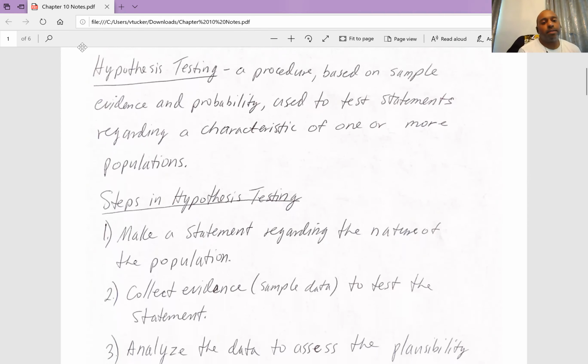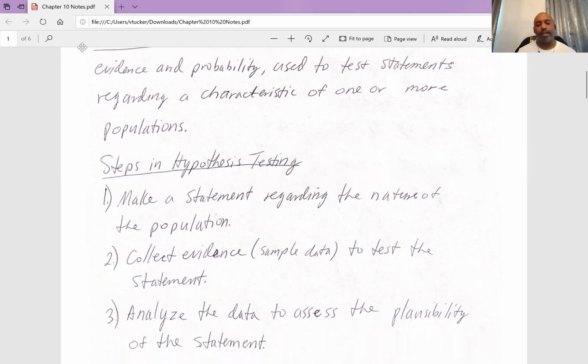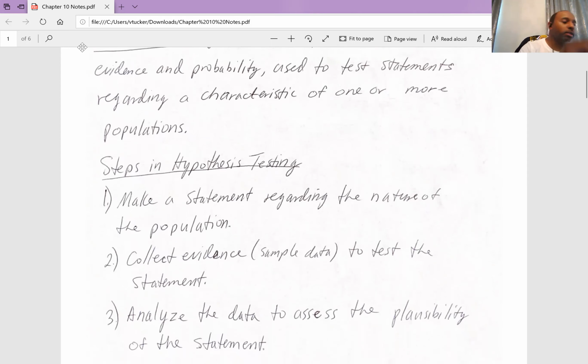All right, steps in hypothesis testing. They give you these steps if you were starting from scratch. Of course, when you get your problems, you won't be starting completely from scratch, because they're going to give you the scenario, the statement, and all the stuff like that. But they give you the steps if you start from scratch. So you're going to make a statement regarding the nature of the population, collect evidence, or in other words, a sample to test the statement, and then analyze the data to assess the plausibility of the statement. I think that was it. Yeah. Steps.